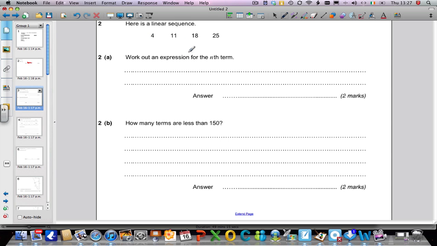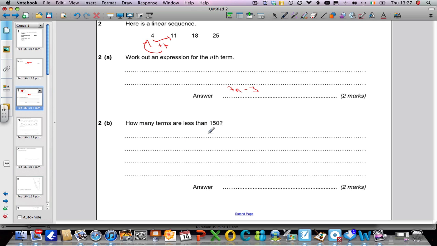Question 2, we're given a linear sequence, and we're asked to work out an expression for the nth term. Looking closely at it, we can see that it's a basic linear sequence going up in 7, so it's going to be 7n, and then we compare the 7 to the 4. How do I get from 7 to 4? I take away 3. Really quick way of doing that.